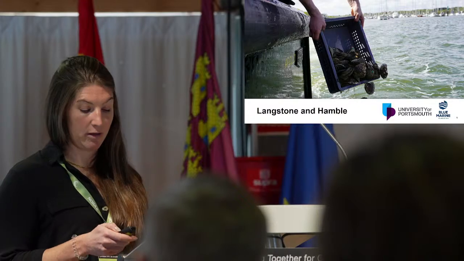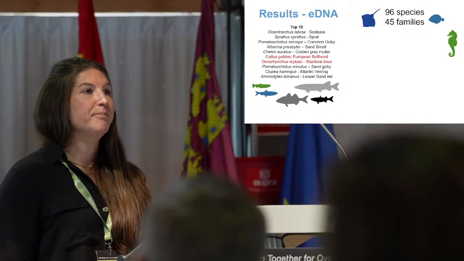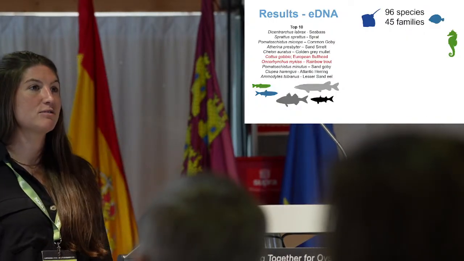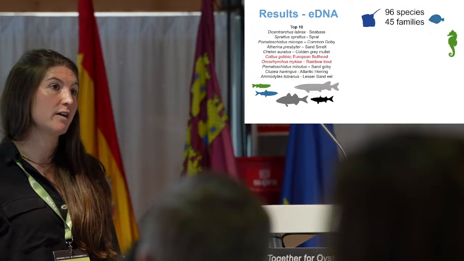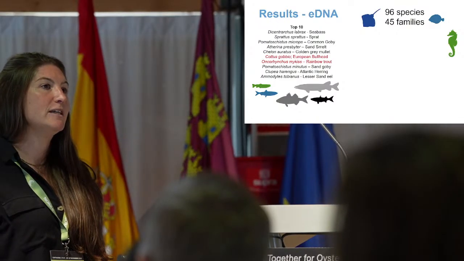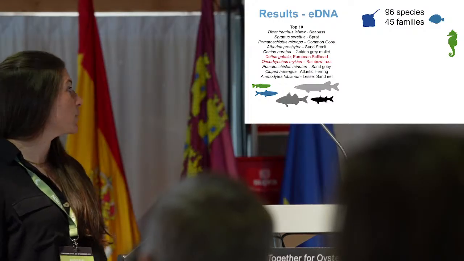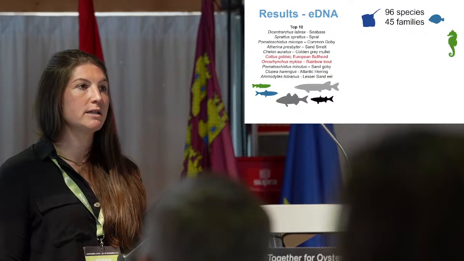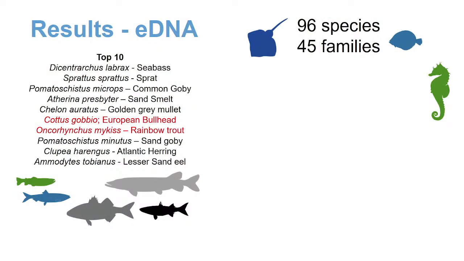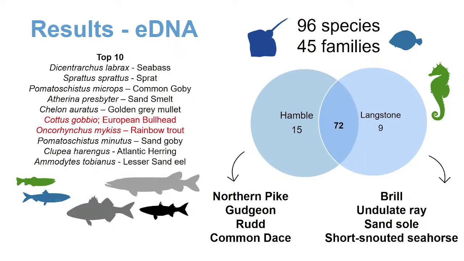So these next 4 slides are looking at Langston and Hamble as sites as a whole and comparing them to one another. This is our species list from the eDNA. So we took 96 species across 45 different families. The top 10 list is there on the left, which no surprises here really, apart from the European bullhead and the rainbow trout, which we've not seen in any of our seine net surveys. We were expecting bass, sprat and goby species.